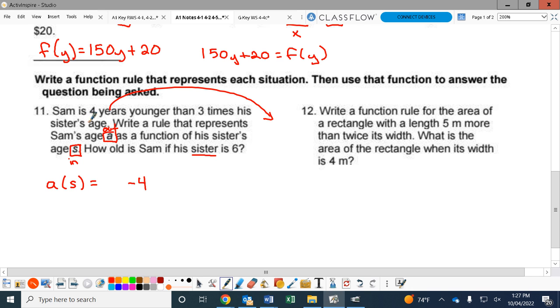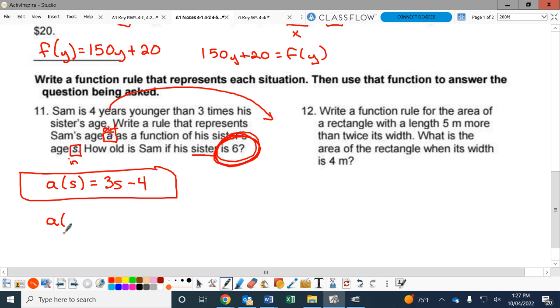How do you get 3 times the sister's age? 3S. That's the first thing that goes on the first answer blank. That's it. You're done with the first answer blank. The second answer blank comes from plugging in the numbers and getting a final answer. So it's going to be A of, what are we plugging in? 6, right here. A of 6 equals 3 times 6 minus 4.